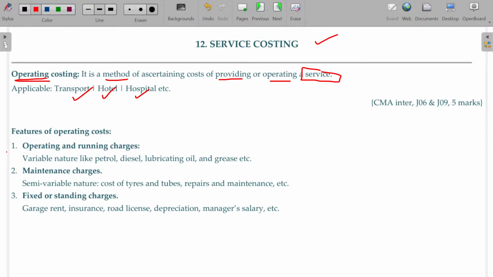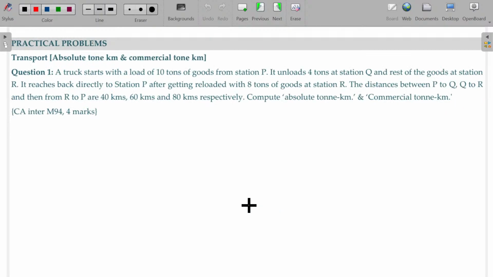Preferably those costs can be classified into operating, maintenance and fixed or standing charges. Operating and running charges include petrol, diesel, lubricating oil and grease, etc. Maintenance charges may be semi-variable in nature, like the cost of tires and tubes and repairs and maintenance. Fixed or standing charges like garage rent, insurance, road license, depreciation and manager salary will come here. Better you classify that.